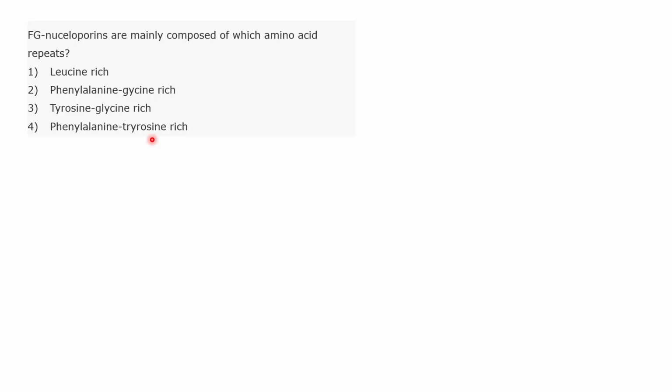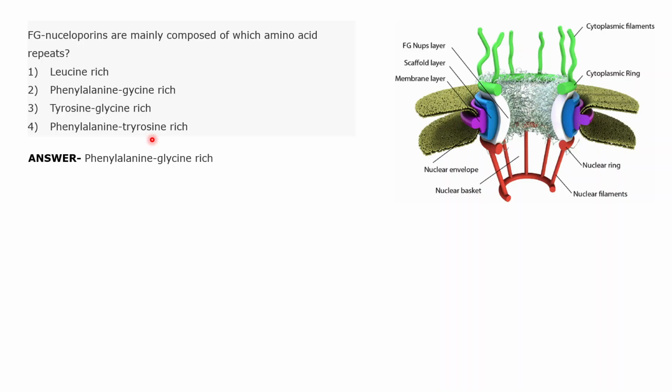Yeah, I'm getting option number 2. Any other option? Okay, so the answer to this question is, you are right, phenylalanine glycine rich residues. We have discussed that before, so I am not going to repeat it. So I hope this is clear. Does anyone have any doubt regarding this?